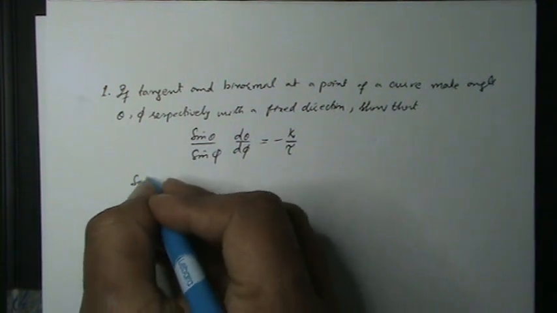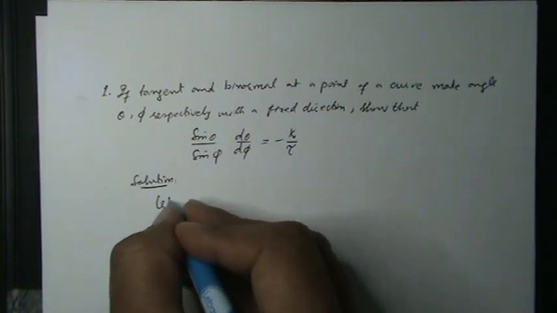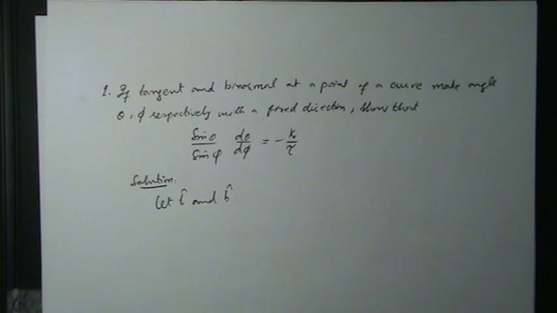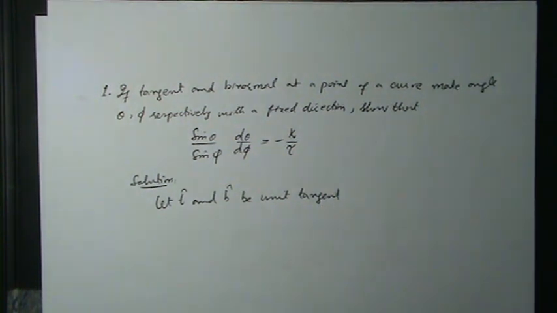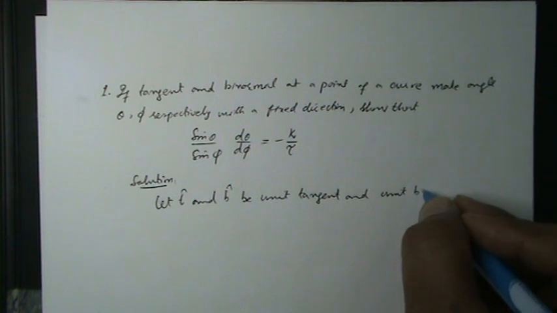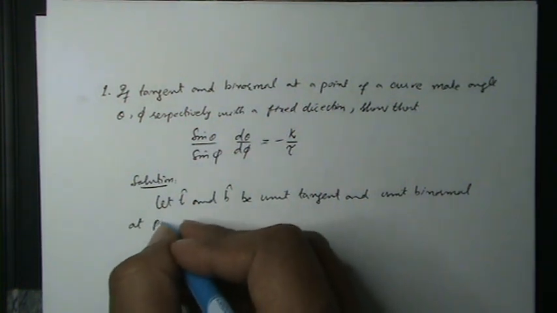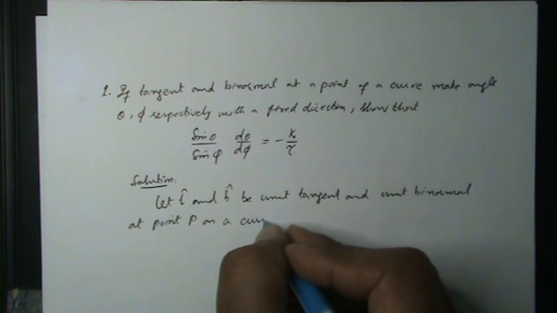Solution. Let T unit vector and B unit vector be the unit tangent and unit binormal at a point P on a curve C.